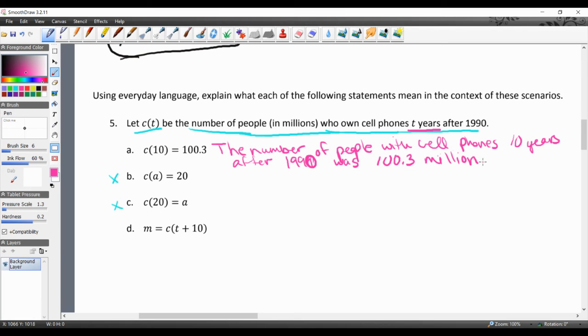Okay, so something along those lines works for letter A. I'm going to skip down to letter D and see how that one looks. We have m is equal to c of t plus 10. Okay, so this one's a little bit more confusing.